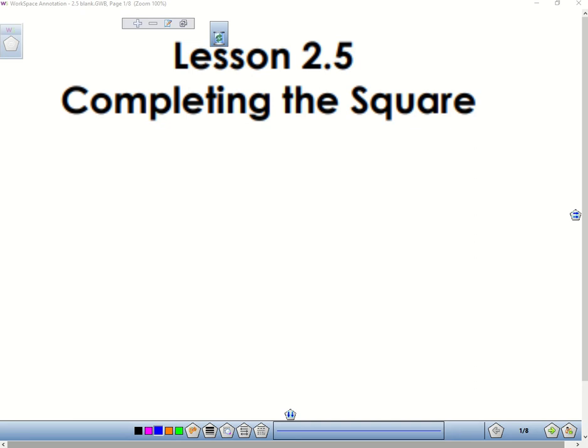So lesson 2.5 is completing the square. Completing the square is a method that is used to find what we call vertex form of a quadratic. We've talked about vertex form in the past, but vertex form is basically a format of your quadratic that allows us to see what the vertex is by just looking at it. So we can go from standard to vertex form using completing the square, and it also is helpful in finding solutions as well.